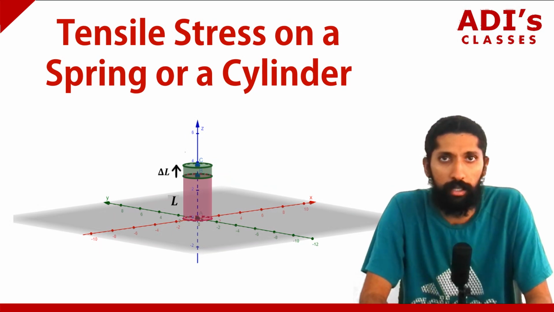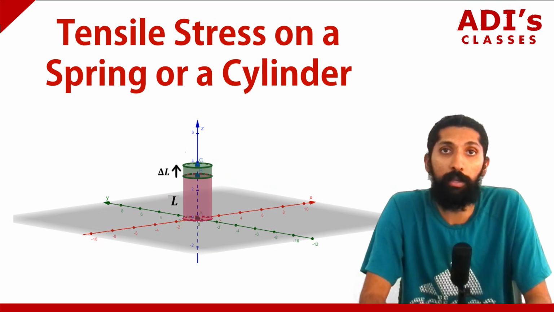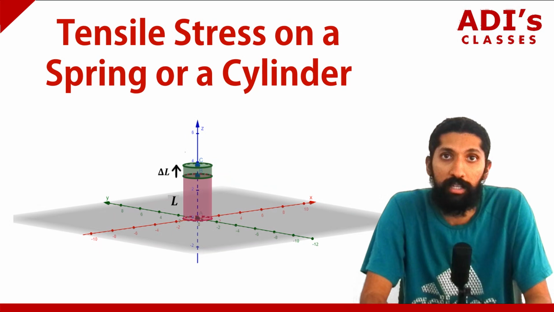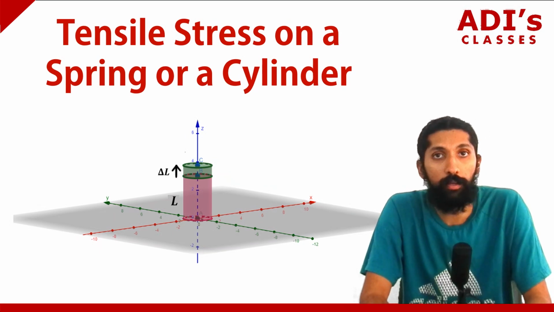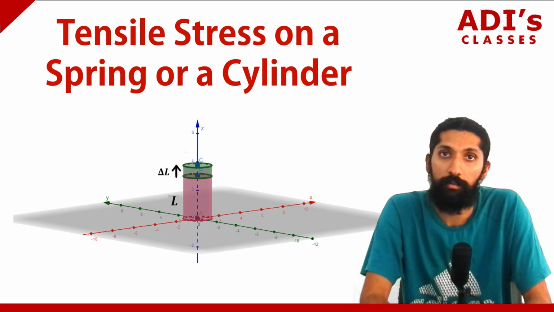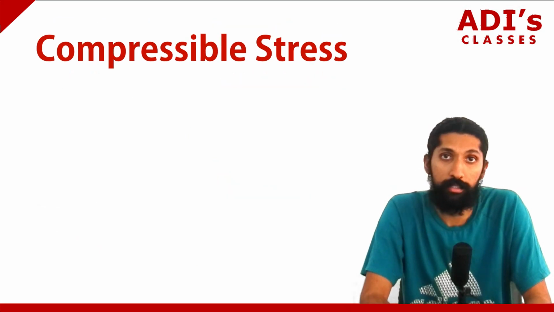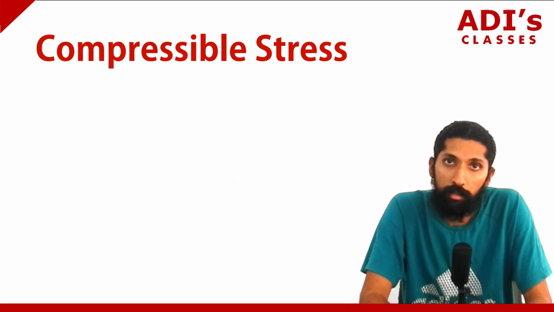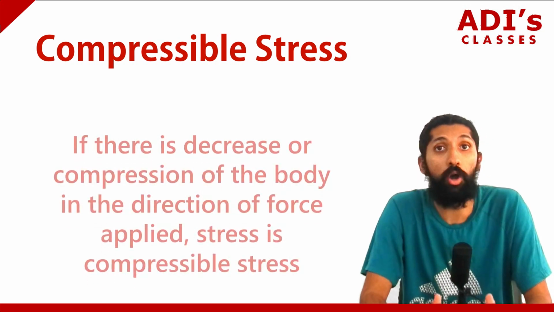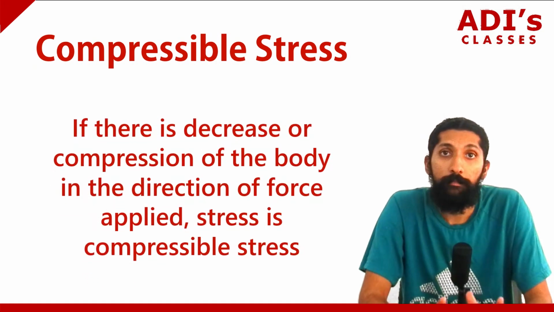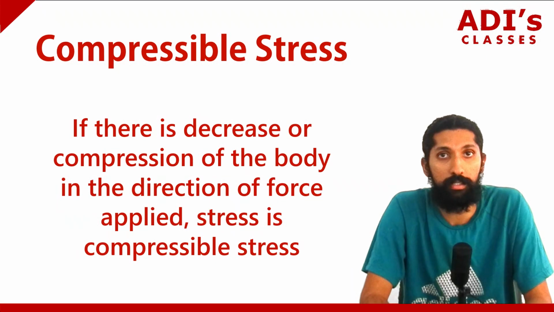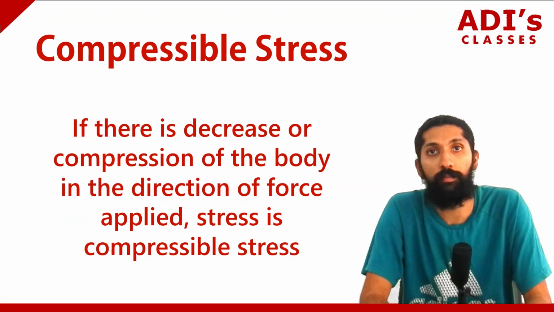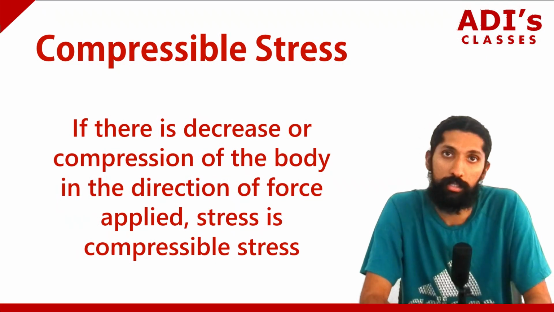A lot of things you can take as an example. Wherever you apply a force and the body is going to extend, the length of the body will extend. This is what we call tensile stress. The next type of stress is compressible stress. Here, you apply a force on the body and the body is going to compress. This is what we call compressible stress.